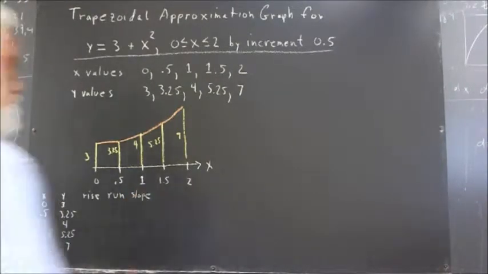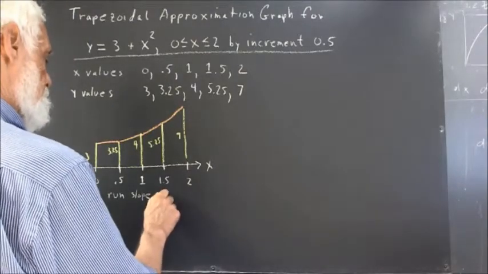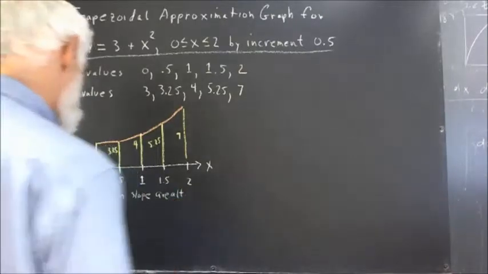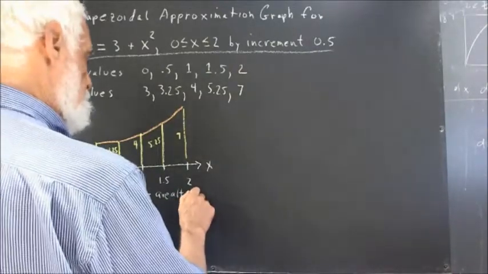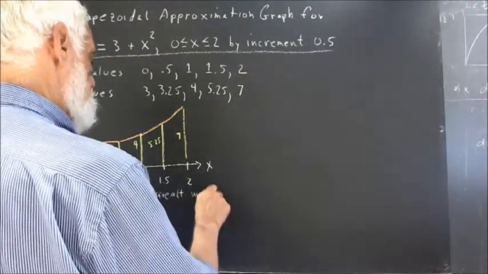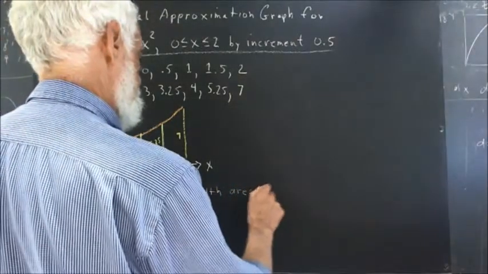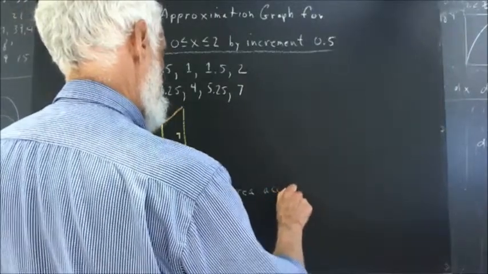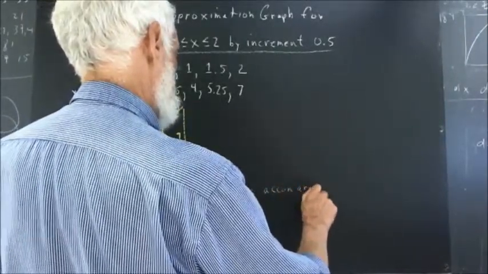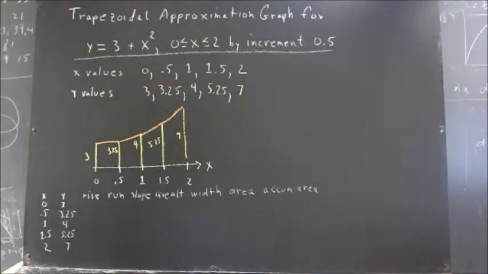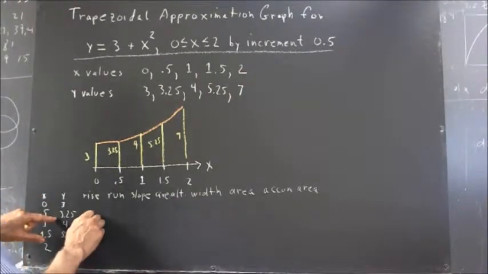And then we need to calculate the average graph altitude. And I'll include width, although that's going to be the same as our run. And then we get area, and finally accumulated area. So we can fill these quantities in. From 3 to 3.25, the rise is 0.25.